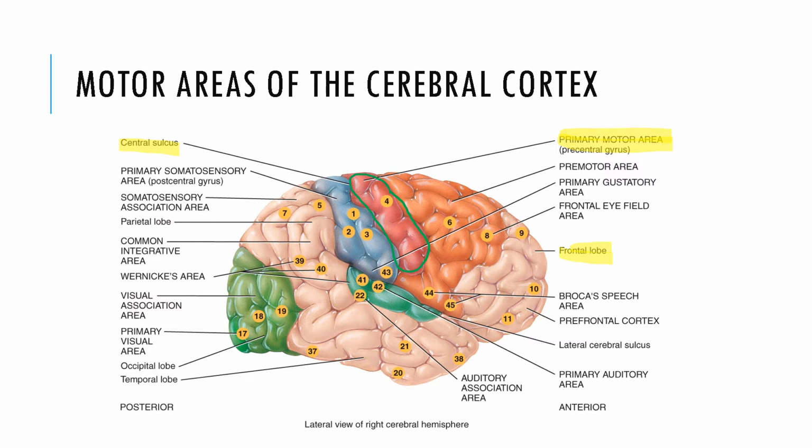And just like the primary somatosensory area, the primary motor area also contains a map of the entire body, where each region within the area controls voluntary contractions of specific muscles or groups of muscles. So each of these little areas is going to represent a different part of the body and is going to be able to control a different part of the body. So just like that primary somatosensory area, we also have a map of the body on the primary motor area.